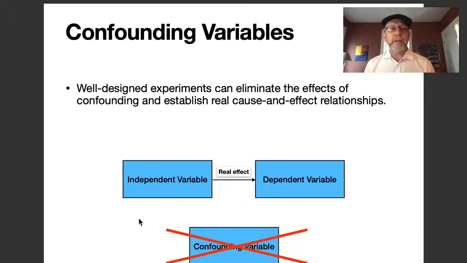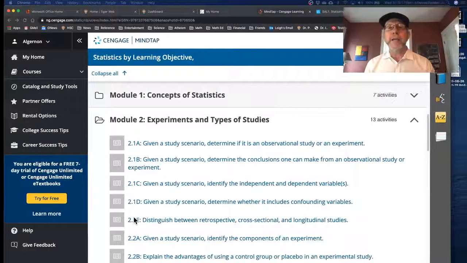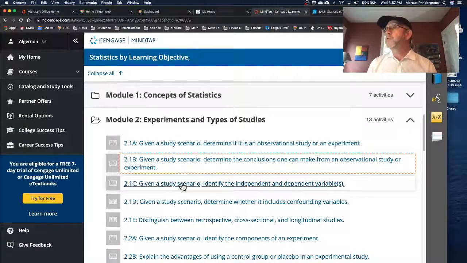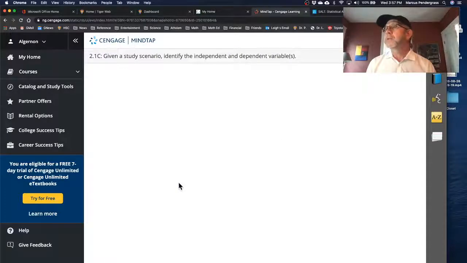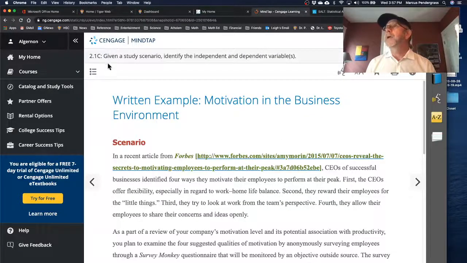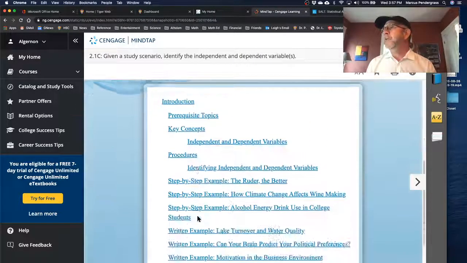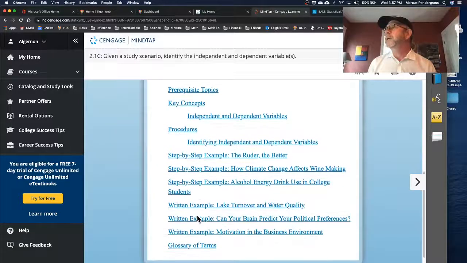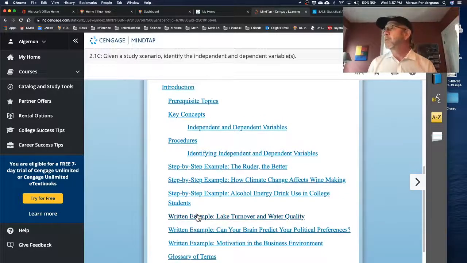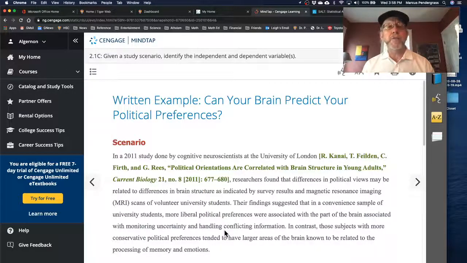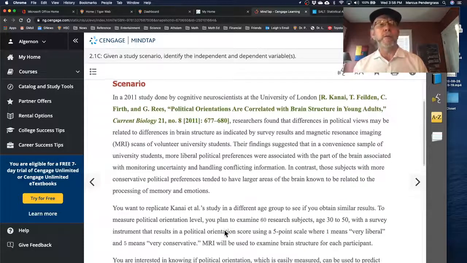So let's take a look at some examples now. Now we're in 2.1c and d of our text, and I wanted to look at just a couple of quick examples here. Oh, yeah, this one: can your brain predict political preferences? This is kind of an interesting study. We'll take a minute to look over it.